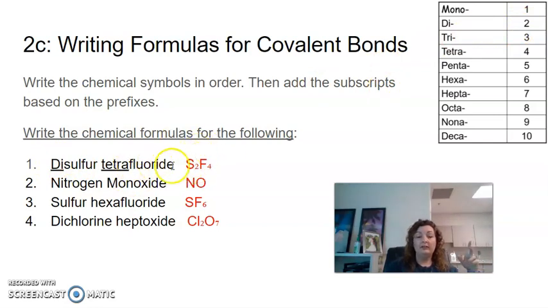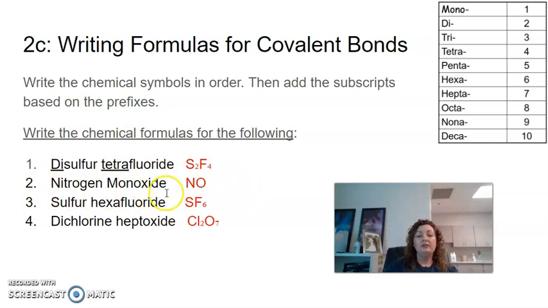And then if I'm looking at this word, fluoride, well, the ending has changed, right? It's really fluorine, so it's F for fluorine. And then my prefix is tetra, and tetra is 4. So I'm going to go ahead and write that 4 on the end. That is your chemical formula, disulfur tetrafluoride. And that is how you write it. You should be able to do this in both ways. Make the chemical formula or make the name. Doesn't matter which one, but you have to be able to do it both ways.